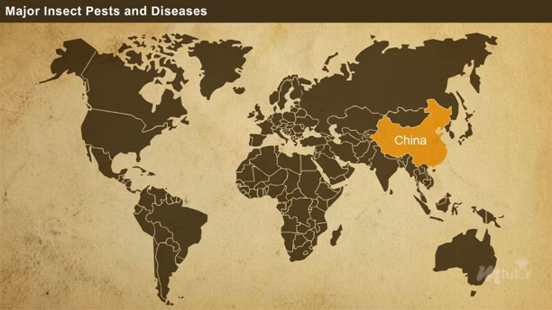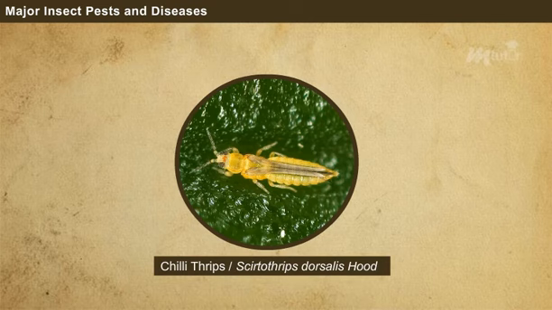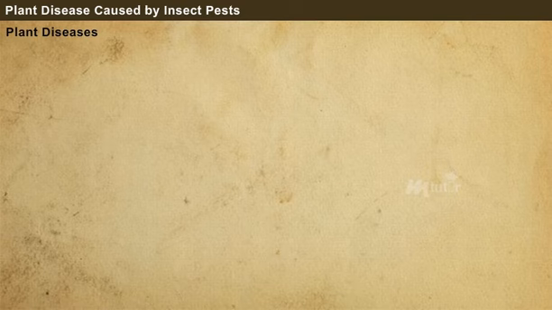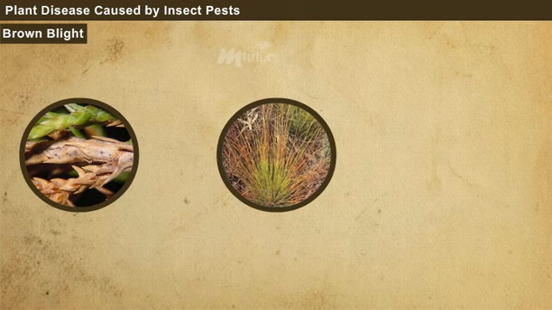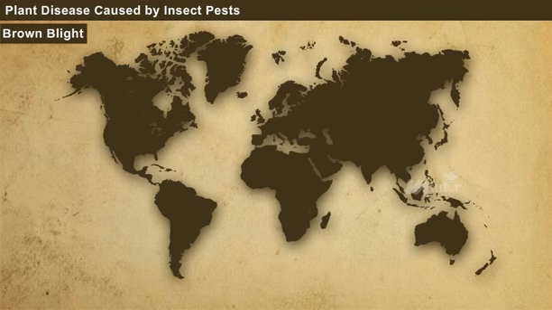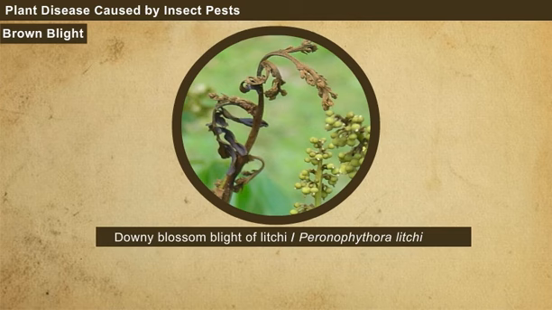Example: chili thrips. Some of the common plant diseases caused by insect pests are brown blight, anthracnose, parasitic algae. Brown blight. It is a disease caused by fungal infection and is characterized by the changing of leaves from green to brown. Brown blight is commonly found in some regions of China and Thailand. Example: downy blossom blight of lychee.